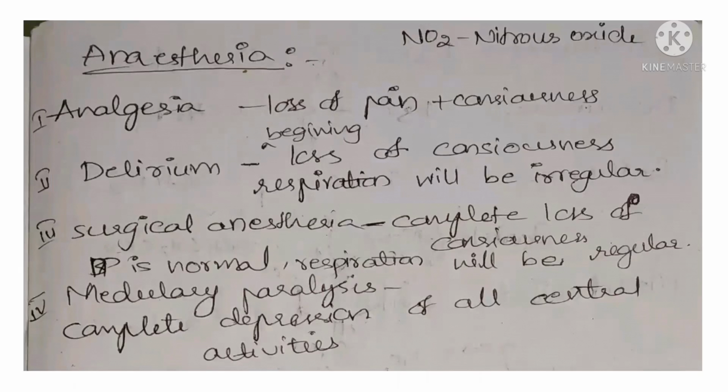Now we'll see the stages of general anesthesia. There are 4 stages. The first stage is analgesia. It means first there is a loss of pain and the person will be in a conscious state. In delirium, there is a beginning loss of consciousness and the respiration will be irregular. The third stage is surgical anesthesia. There is a complete loss of consciousness, BP is normal, and respiration is also regular. The fourth stage is medullary paralysis. There is a complete depression of all central activities. These are the 4 stages of general anesthesia.